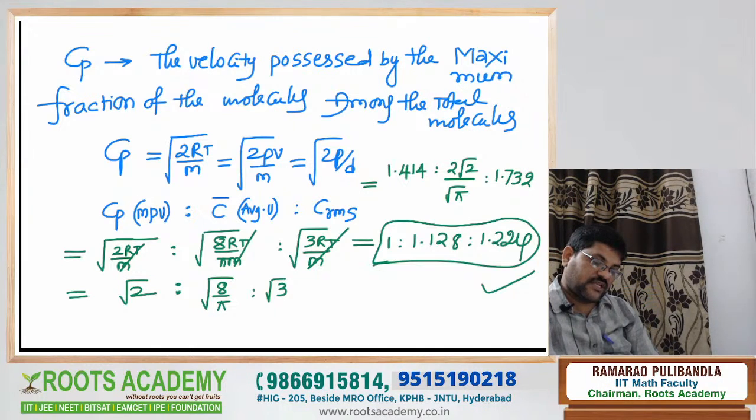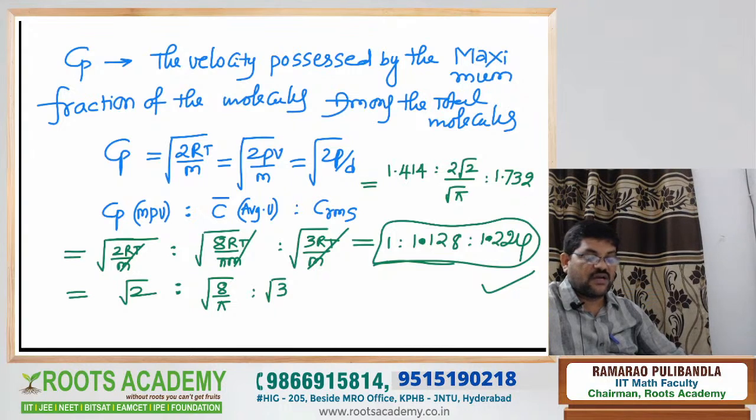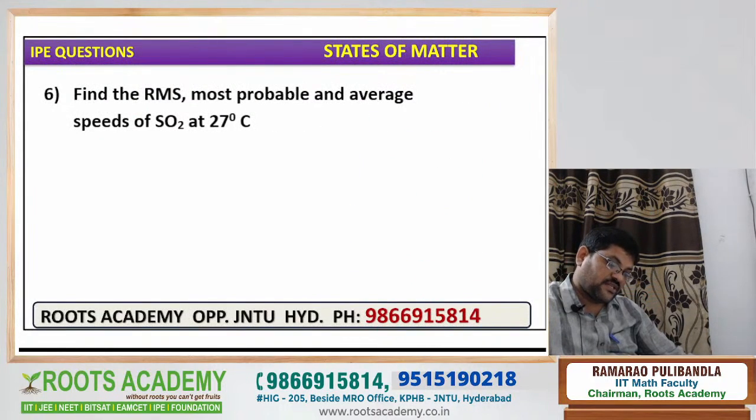Repeat the explanation once again. 1 is to 1.128 is to 1.224. That's the relation between the most probable, average, and RMS speeds. Repeat once again: most probable, average, RMS. Right? And see the next question.